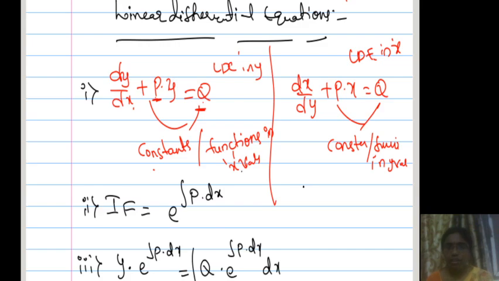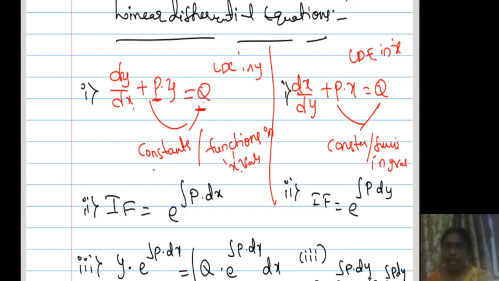Similarly here also, if it is in standard form, if you convert like this, the second step is to find the integrating factor. How to find the integrating factor here? E power integral of p dy. Why p dy? Here p is a function of either the y variable or a constant. Then what is the general solution formula? The dependent variable, what is the dependent variable? X. X into integrating factor is equal to q into integrating factor dy plus c.